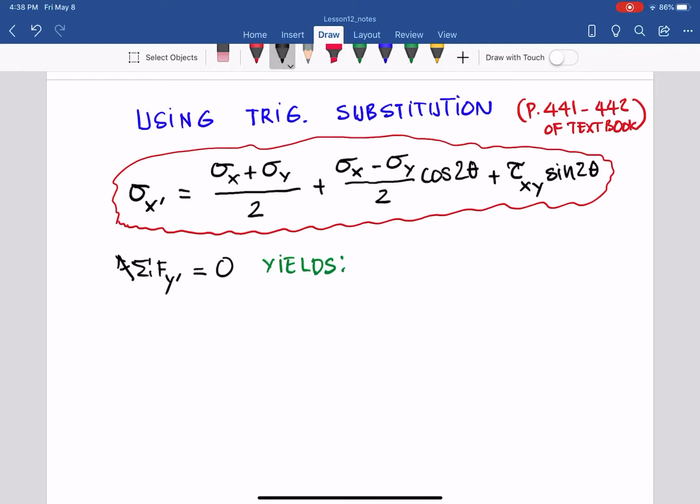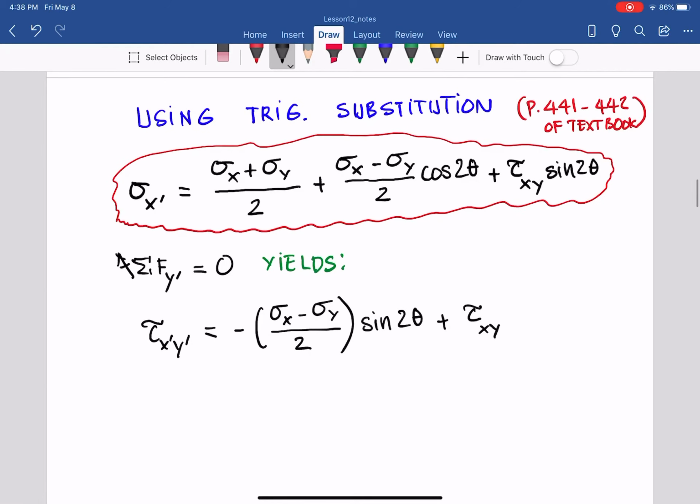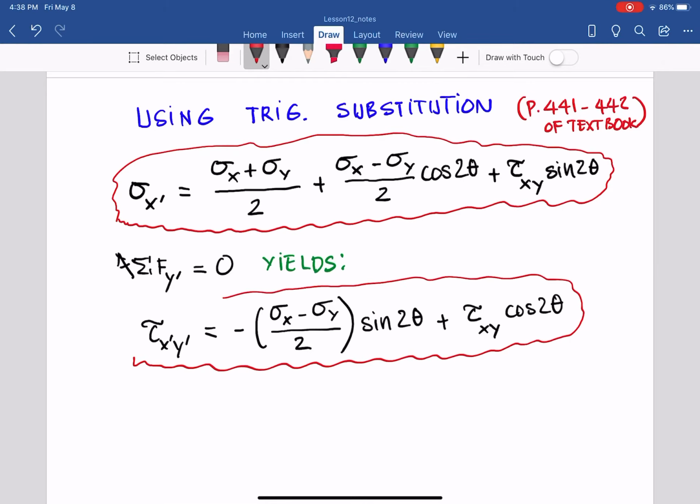So here, tau x apostrophe y apostrophe equals negative sigma x minus sigma y over 2 sine 2 theta plus tau xy cosine 2 theta. And let's box that equation to be able to find the tau x apostrophe y apostrophe.